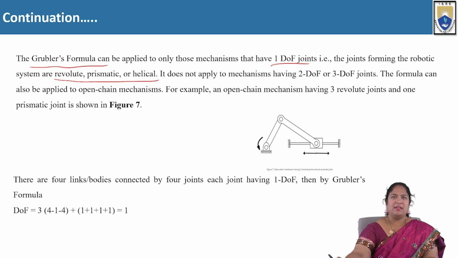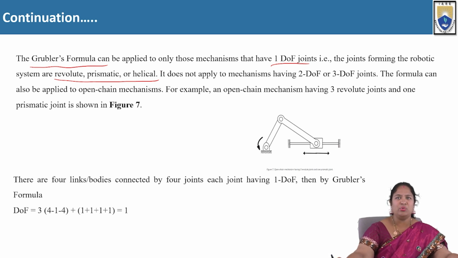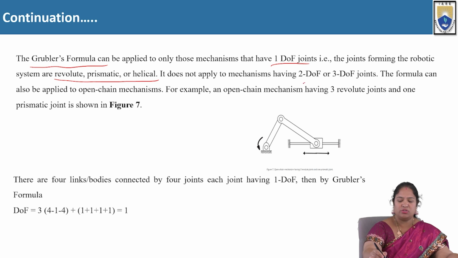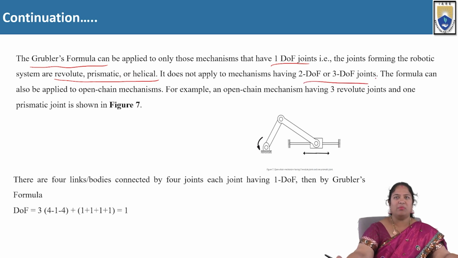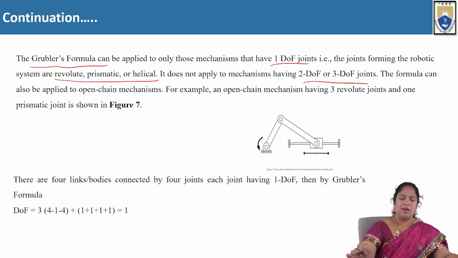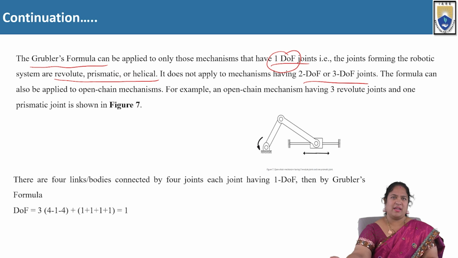So it does not apply to mechanisms having 2 degrees of freedom or 3 degrees of freedom joints. Generally, the Grubler formula is applied only for 1 degree of freedom joints, that is revolute, prismatic or helical joints, whereas not for 2 degree or 3 degree joints. The formula can also be applied to open chain mechanisms or closed chain mechanisms, right?